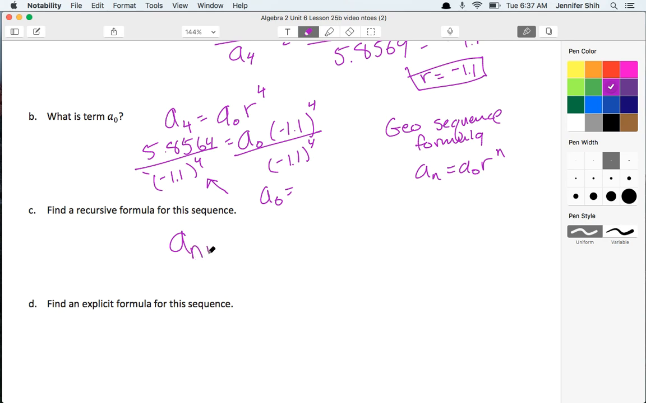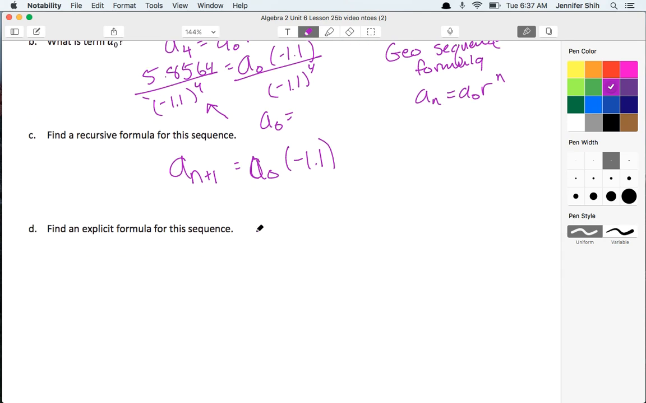A sub n plus 1 is equal to the A sub naught times negative 1.1. So our recursive formula needs to call back. So this is actually not A sub naught. What am I doing? This is A sub n. This means whatever number I choose, the one before it times negative 1.1 is going to be the number I want. So if this was A sub 5, this would be A sub 4 times negative 1.1, which makes sense.